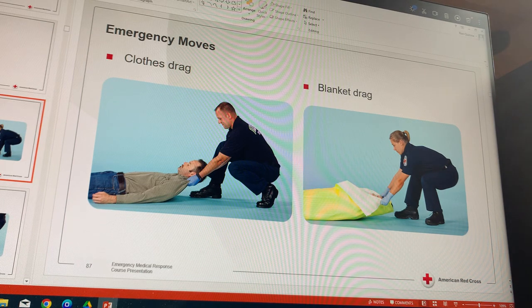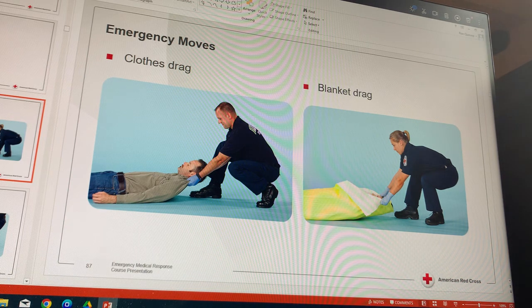These are some emergency moves here. One is the clothes drag. The clothes drag is an appropriate emergency move for a person suspected of having a head, neck, or spinal injury. This move helps keep the head and neck stabilized.